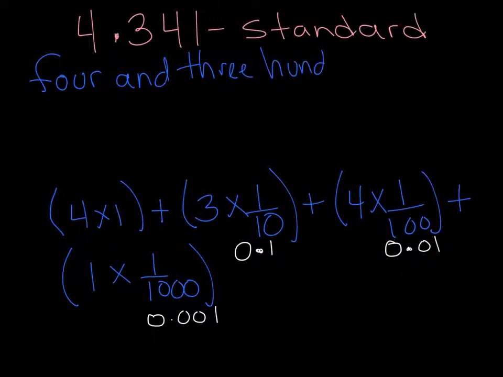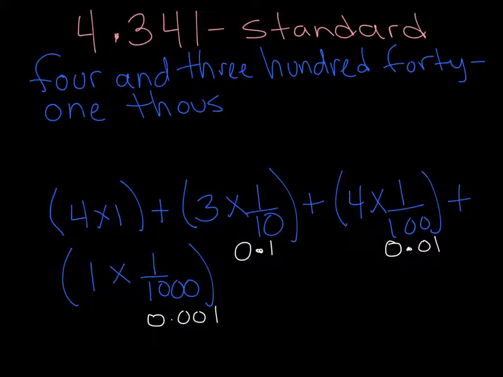Go back and reread the number if you forget. 341 thousandths, with the TH. That's very important. And then go back and reread the number in standard form. 4 and 341 thousandths. Read the number you wrote in writing form. 4 and 341 thousandths. If they read exactly the same, then you know you've done a good job.